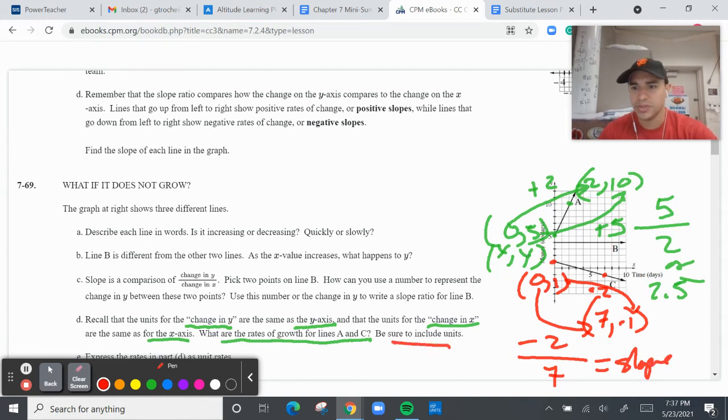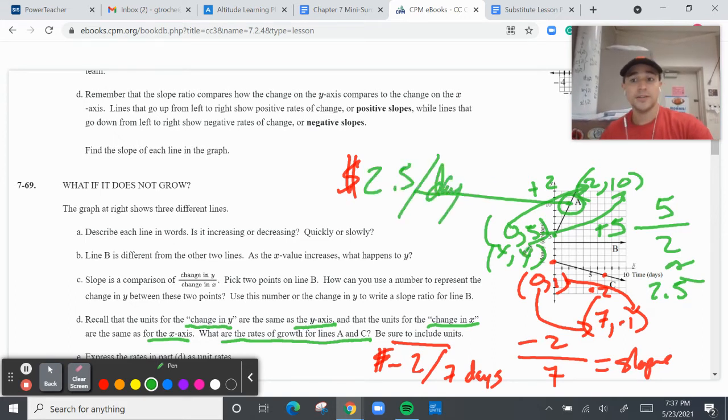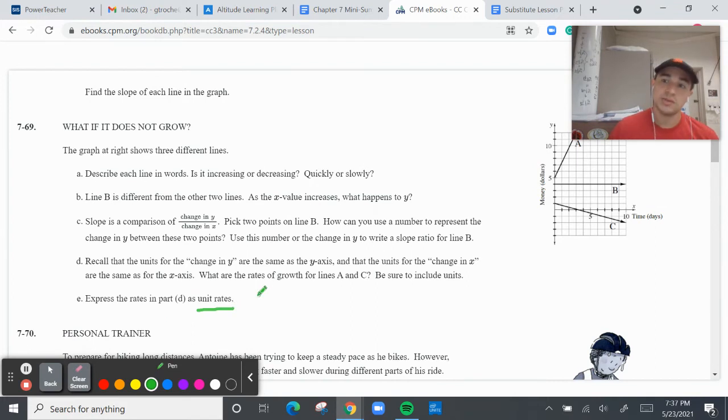It says be sure to include units. So this means that I'm losing $2 every 7 days. All right. And for this one, for line A, I'm gaining $2.5 per day. I love making money. Got to make money every single day, right? All right, moving on to E, express the rates, and D is unit rates. Okay, well, I already did that. It's going to be $2.5 per day, and then -$2 for every 7 days. That's what I would say.